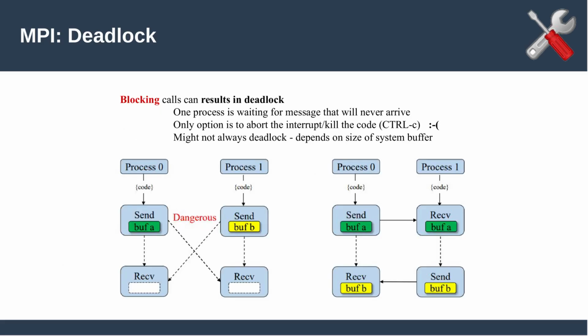Deadlock in Message Passing Interface occurs when a process waits indefinitely for a message that never arrives, often due to blocking calls. This can necessitate aborting the program. Deadlocks may not always occur, as they depend on the size of the system buffer. Understanding these conditions is crucial for efficient parallel programming.